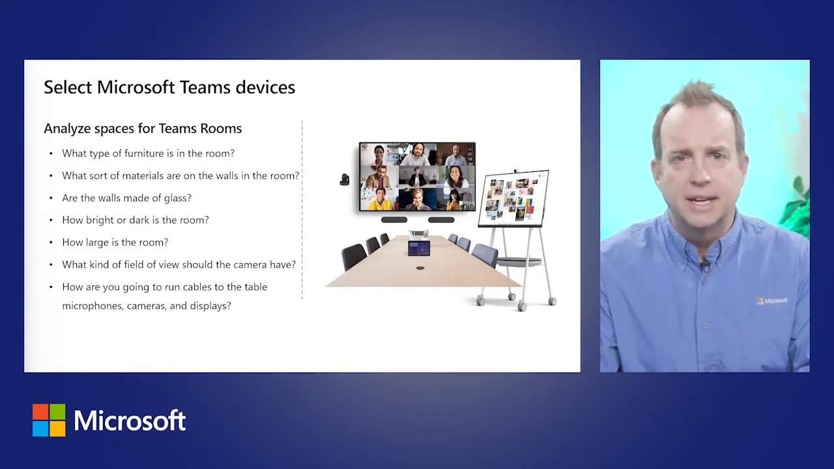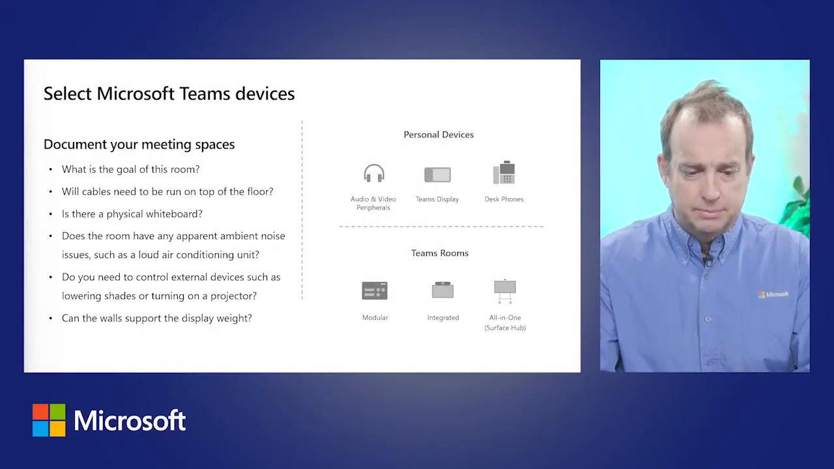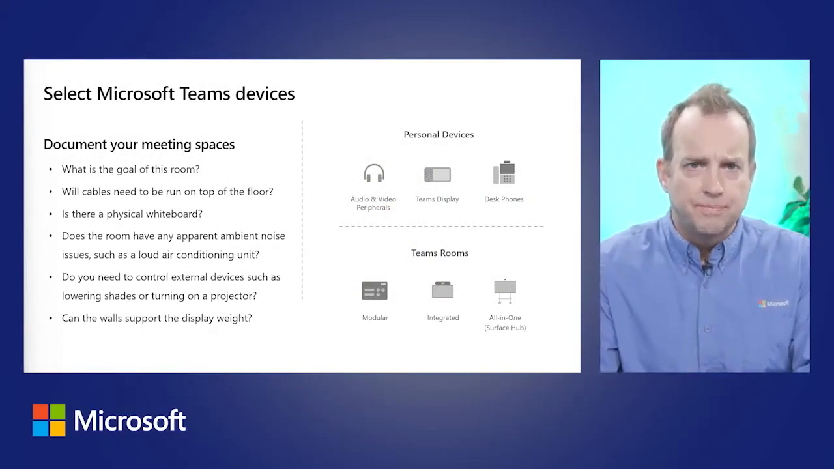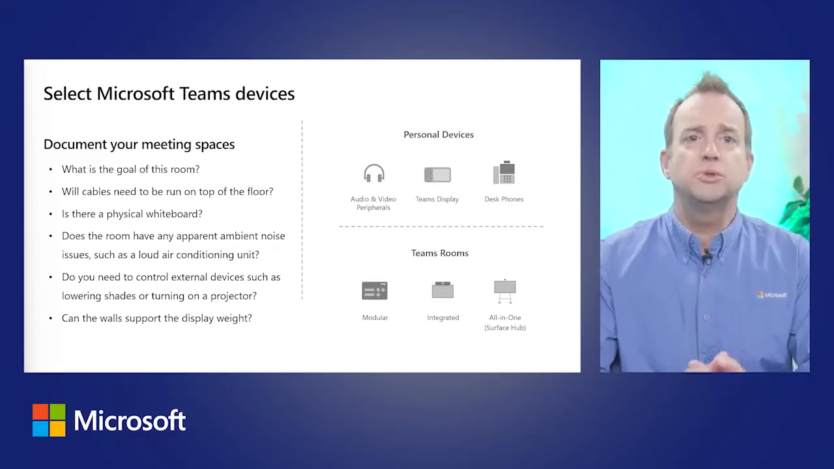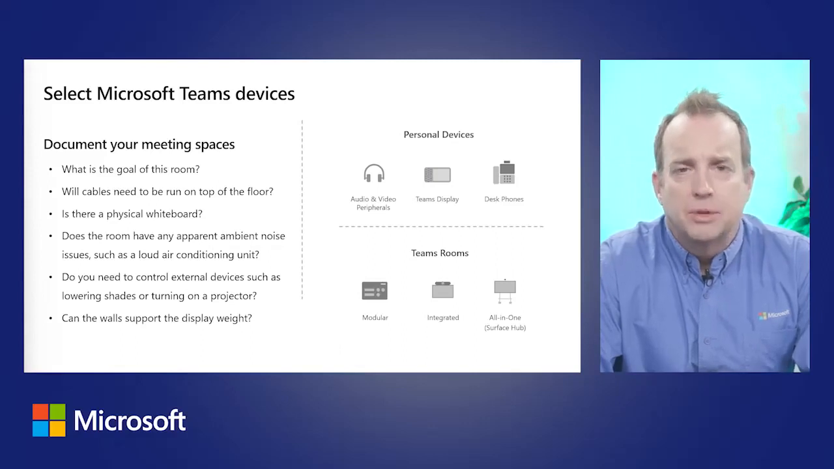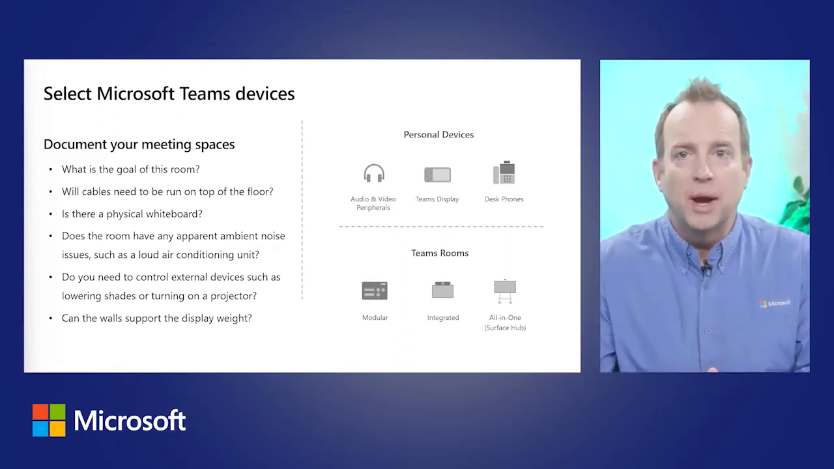Now, how are cables going to get to the various devices? Under the floor and the ceiling, or are they trip hazards, the cables? So that all needs to be thought through. Another question is to ask, what's the goal of the room? Is there an actual whiteboard or digital whiteboard? Do you have issues with AC in terms of noise? Not to mention heating and cooling. Do you have the ability to automatically lower shades or turn on a projector? If you're planning on mounting a display on the wall, can that wall support the display weight?